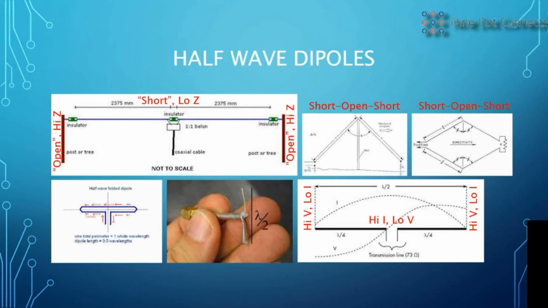At the open ends, there can be a lot of voltage, but there is no voltage at the very center of it. These things can also be made in a short open short form instead of an open short open form by keeping the ends at low impedance and letting the center go to high voltage. That's shown in the two pictures above. One's an inverted V and the other is a rhombic.